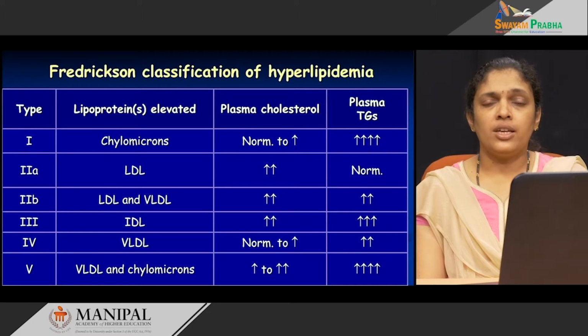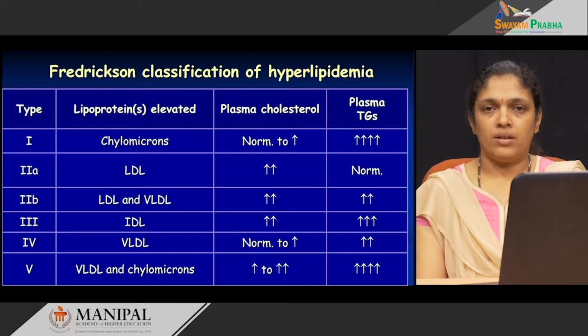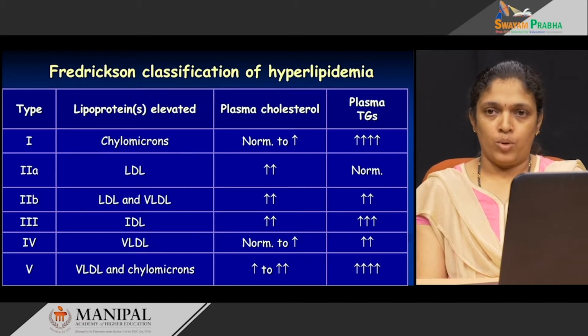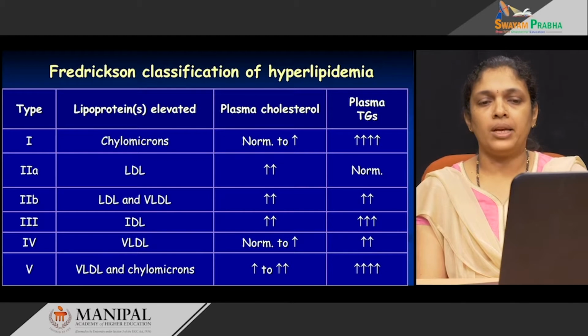There is a classification given by Fredrickson for the hyperlipoproteinemias, which is called the Fredrickson classification. There are 5 types of hyperlipoproteinemias, in which you have type 1 where there is the deficiency of lipoprotein lipase.